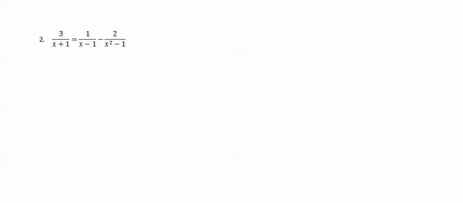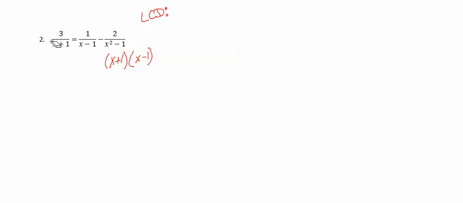Problem number 2 is a little bit more complicated. You'll notice that we have some binomials in there. We have 3 over x plus 1 equals 1 minus x minus 1 minus 2 over the quantity x squared minus 1. Again, what you want to do is find your LCD. If you see something a little bit more complicated, you want to see if it will factor. X plus 1 is in lowest terms, as is x minus 1. But you should notice that x squared minus 1 is actually a difference of squares problem, and it's factorable: x plus 1, x minus 1.